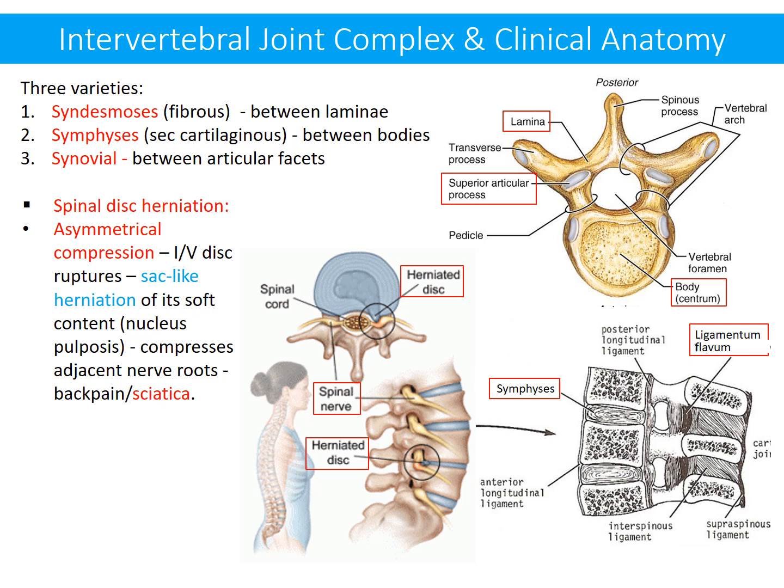As regards the clinical anatomy, spinal disc herniation is a very frequent ailment seen nowadays. It is asymmetrical compression of the intervertebral disc which leads to rupture of the disc and a sac-like herniation of its soft contents, that is nucleus pulposus, which herniates and compresses adjacent nerve roots, causing back pain and sciatica.